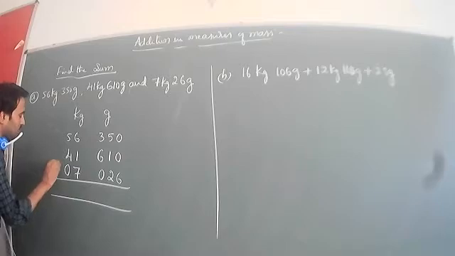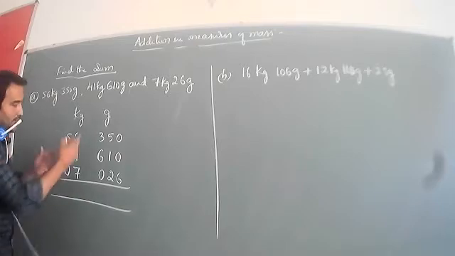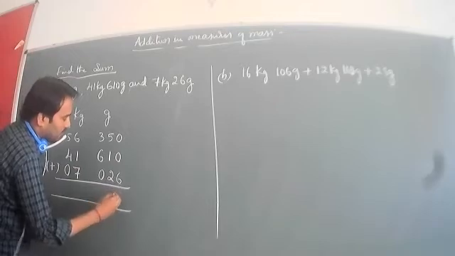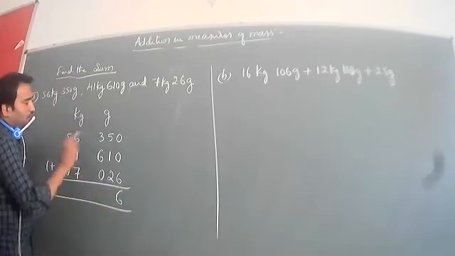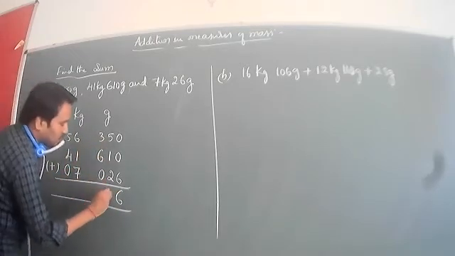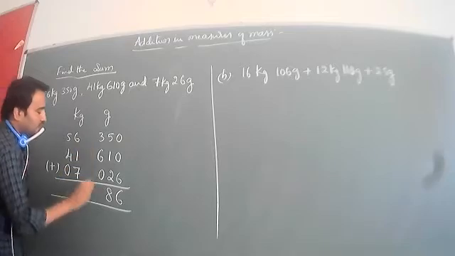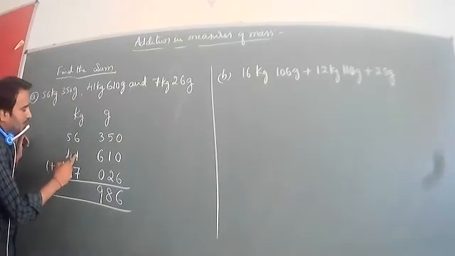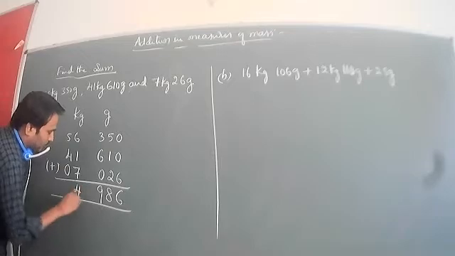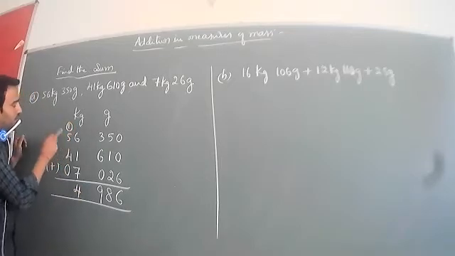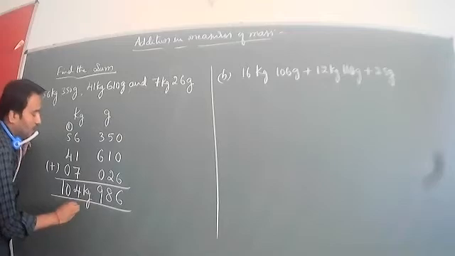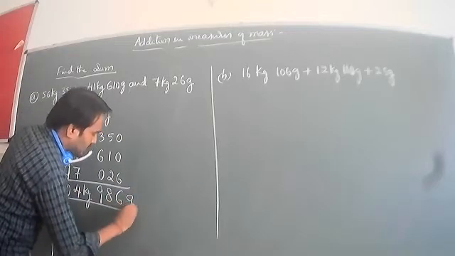Now find the sum. 0 plus 0 is 0, 0 plus 0 is 0, 0 plus 6 is 6. Next, no carry. 5 plus 1 is 6, 6 plus 2 is 8, 6 plus 3 is 9. Next, 7 plus 1 is 8, 8 plus 6 is 14, 1 carry. Next, 5 plus 1 is 6, 6 plus 4 is 10. So 104 kg and 986 gram.